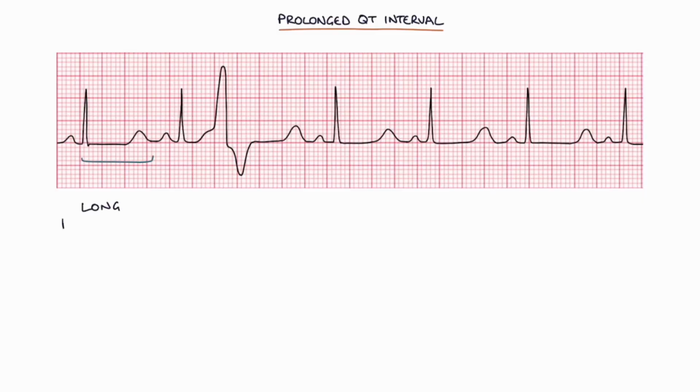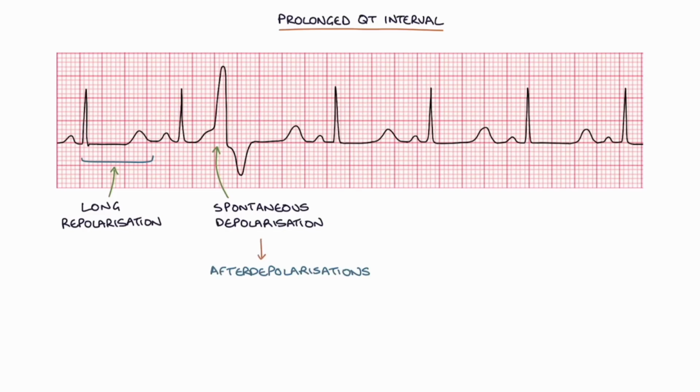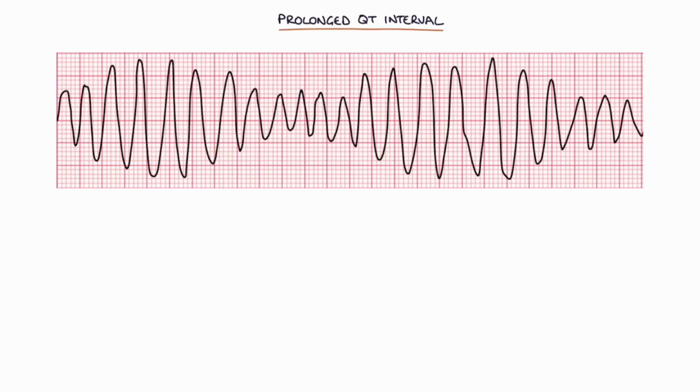Waiting a long time for repolarization, which is what happens with a prolonged QT interval, can result in spontaneous depolarization in some of the muscle cells. These abnormal spontaneous depolarizations that occur before repolarization are known as after depolarizations. These after depolarizations spread throughout the ventricles, causing a contraction before proper repolarization. When this leads to recurrent contractions without normal repolarization, it's called torsade de pointes.